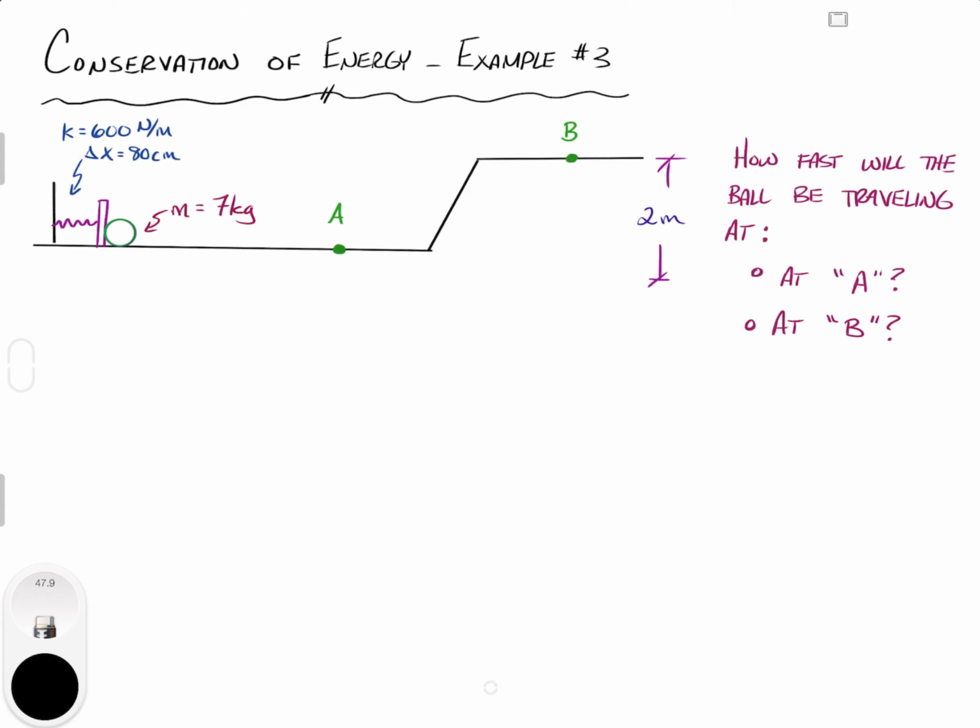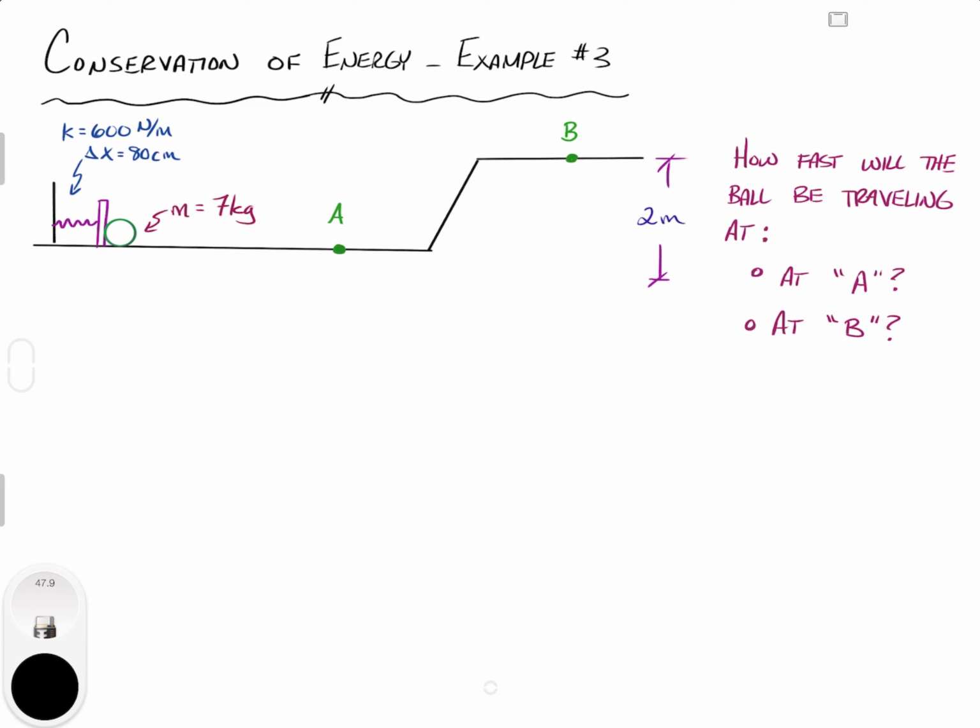For our third and final conservation of energy example, example number 3, we're going to look at something that has multiple parts. So here we have a spring of known spring constant, 600 newtons per meter, and we're told it's been compressed 80 centimeters. We've placed a 7 kilogram mass in front of that spring, and when we fire this spring, we want to first know what will the velocity of the ball be at A, how fast we'll be traveling at A, and how fast we'll be traveling at location B once it's moved up that hill and is rolling along the top of that 2-meter high hill.